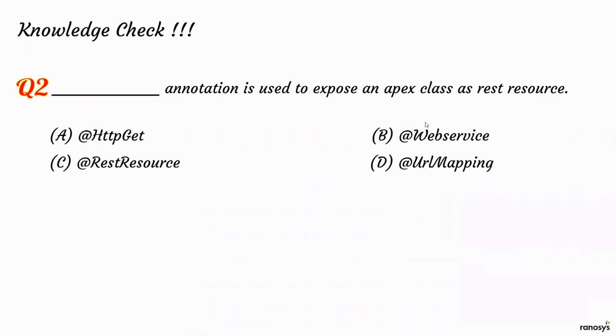We have a majority of C and D as answers, RestResource and UrlMapping. All right, let's see what the correct answer is. C is the correct answer, which is RestResource. The RestResource annotation is used to expose an Apex class as a REST resource. UrlMapping is the parameter we define with the RestResource annotation to define the endpoint URL of our API. So that's the short knowledge check I wanted to do with you to check how well you have taken in the concepts of today's webinar.